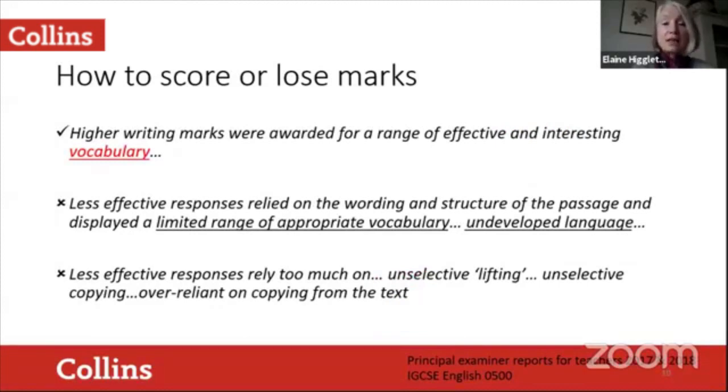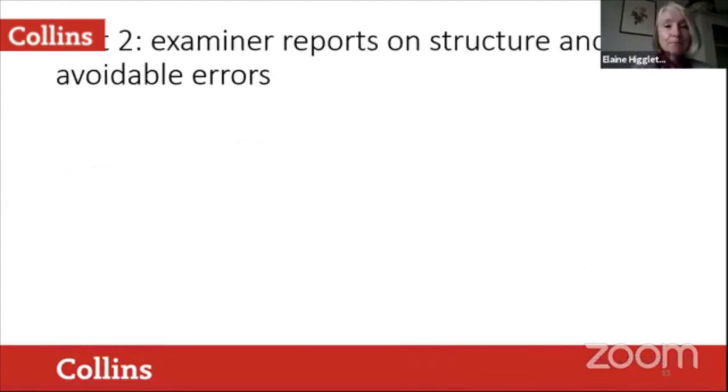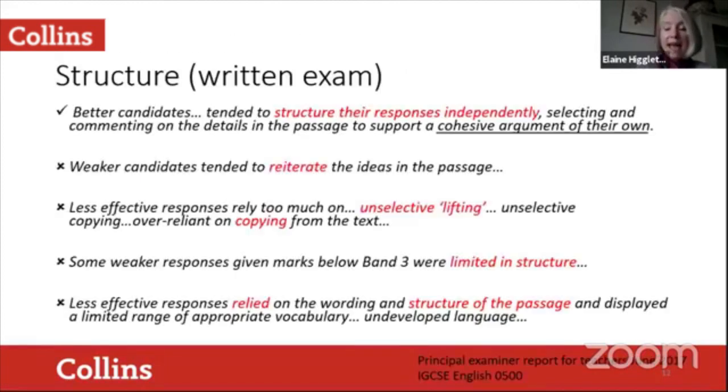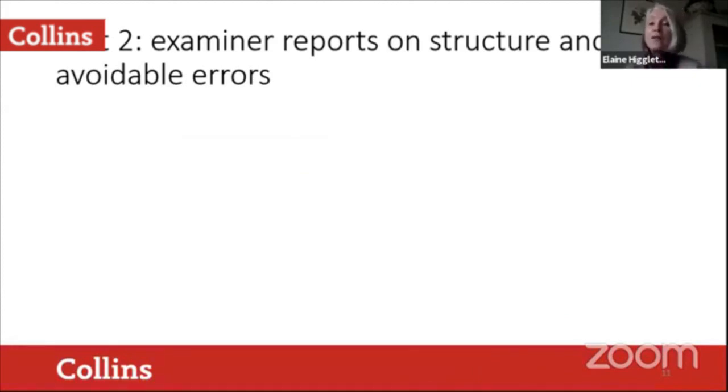We also looked at the importance of building up a good vocabulary, both for inferential reading and because the examiners are looking for a wide range of vocabulary to be used in answers. If you lift from the text in the exam, you're not going to score very highly. Today we're going to be looking at two things: how the examiners comment on structure in students' independent writing in the exams, and all of the avoidable errors that are losing students marks.